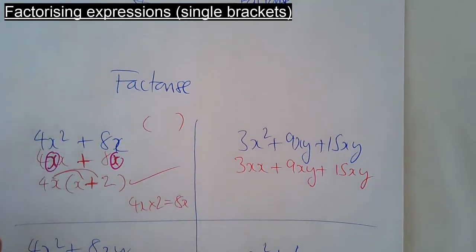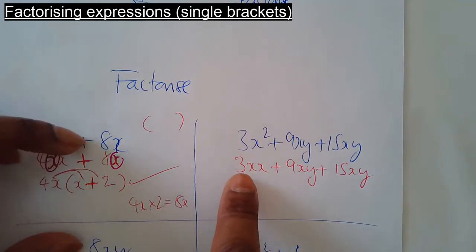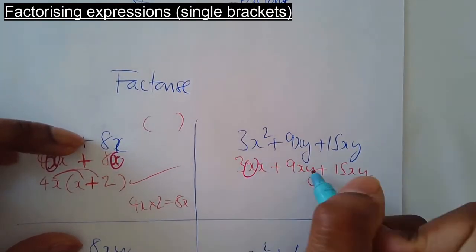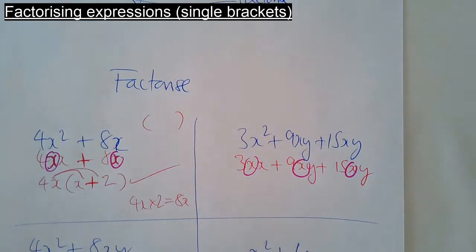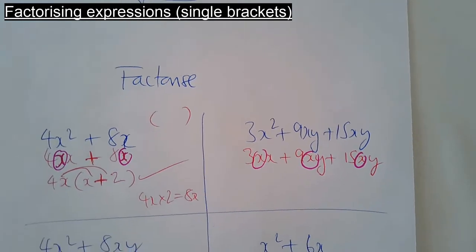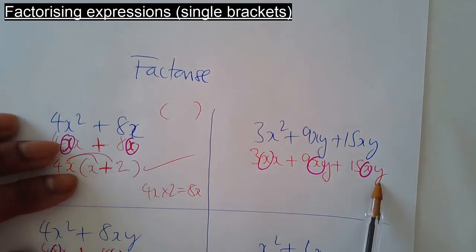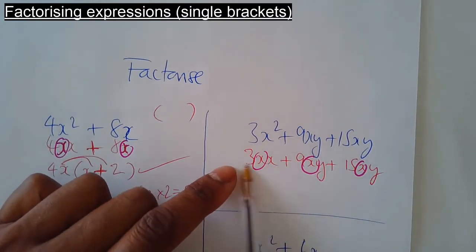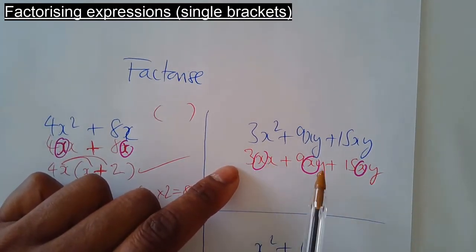Look what's in common. Before I circle, I need to just visually have a look. X over here, X over there, X over there. So I can safely circle these. Right, you might be tempted to circle the Y's. There's a Y here, there's a Y there, but is there a Y over on this term? No. So you cannot circle the Y's.